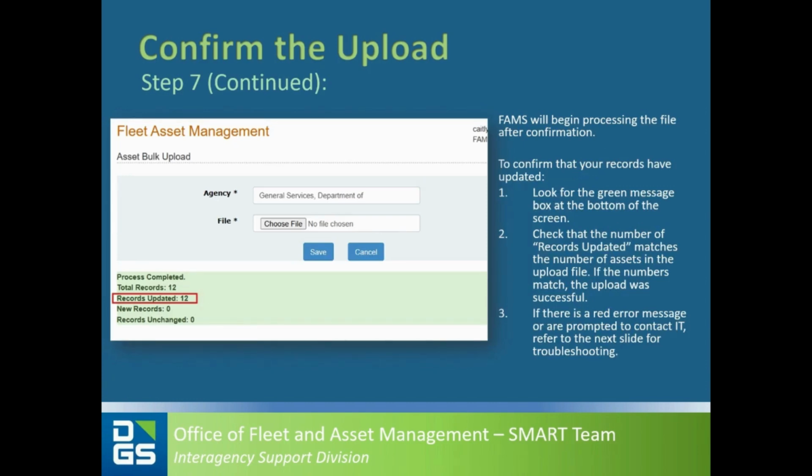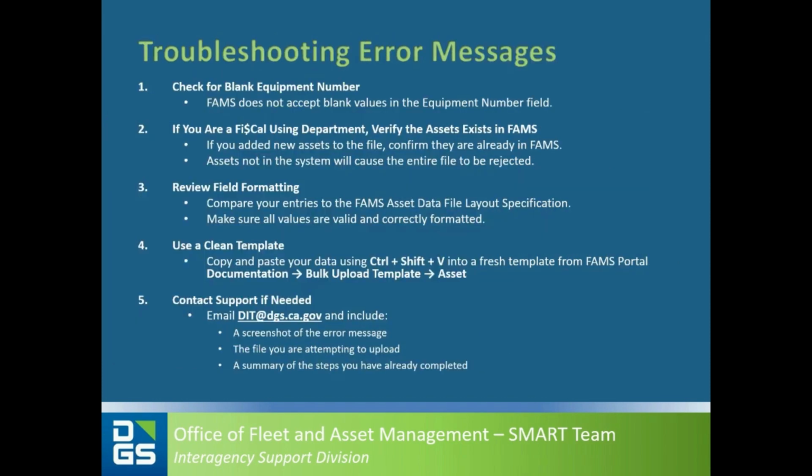Step 7 continued, verify the upload. To confirm that your records have been updated, look for a green confirmation message at the bottom of the screen. Check that the number of records updated matches the number of assets in your file. If you removed unused rows earlier, this should match exactly. If you see a red error message or are prompted to contact IT, refer to the next slide on how to troubleshoot.